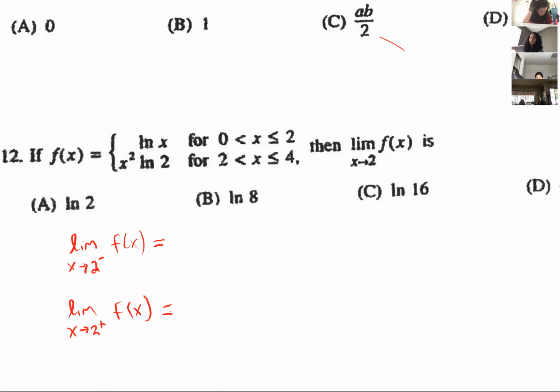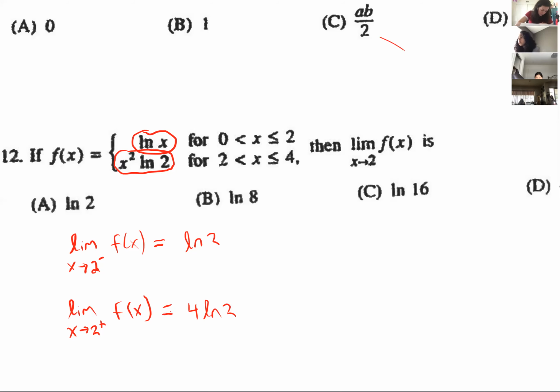As you approach 2 from the left, wouldn't you use this one because x is between 0 and 2? So if x is between 0 and 2, you're approaching 2 from the left. So this is just going to be ln of 2. If you approach 2 from the right, that means x is between 2 and 4, so you're going to use this one. When you plug in 2 here, 2 squared is 4, so 4 ln of 2.